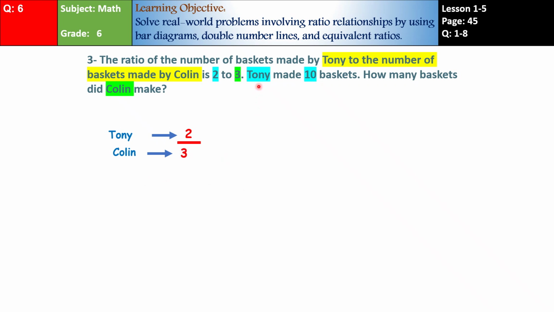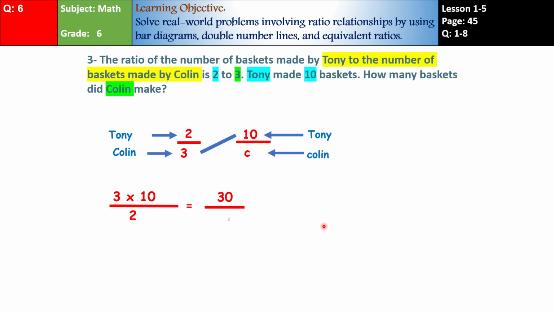Now, what change is there? The change is there for Tony. You have 10 baskets for Tony, so it will come up. For Tony, if here the fraction is first, in the second place also you will write 10 first, and how many will be there for Colin. Now in this case we will multiply 3 times 10 and divide it by 2. 3 times 10 is 30 divided by 2. 30 divided by 2 gives you 15. So Colin will make 15 baskets.